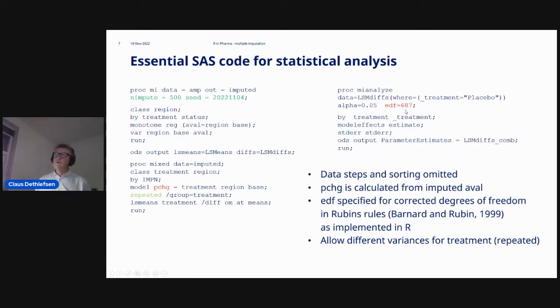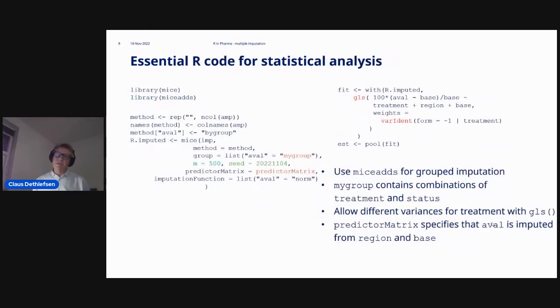So that is to match the implementation in R, because SAS has not implemented a correction to the degrees of freedom in the Rubin's rules that was published in Barnard and Rubin in 1999. But you have a possibility for manually changing that, so you would get the same as R in this case. I also have the essential R code for the statistical analysis here.